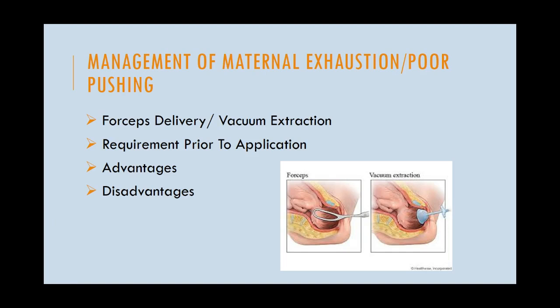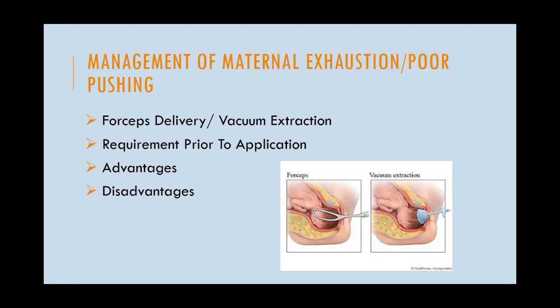A couple of disadvantages with the vacuum extraction is that it can actually leave a hematoma on the baby's head. It's just like applying a suction cup to your skin. If you leave it on there for long enough and somebody pulls on it hard enough, you're going to end up with a big fat bruise there. So if we do that to the fetal head, then obviously we can potentially cause a hematoma, and that's something that you'd have to assess for afterwards.